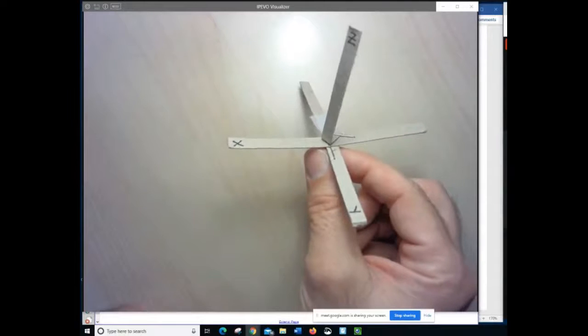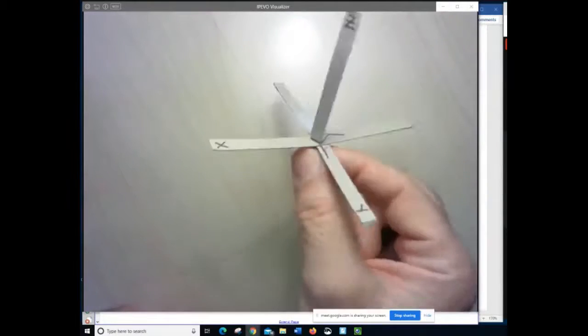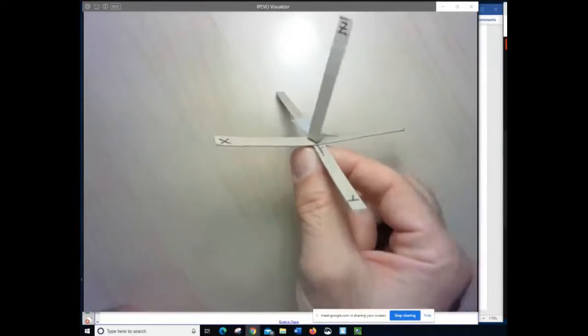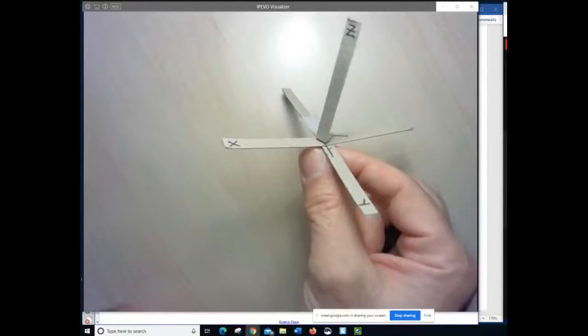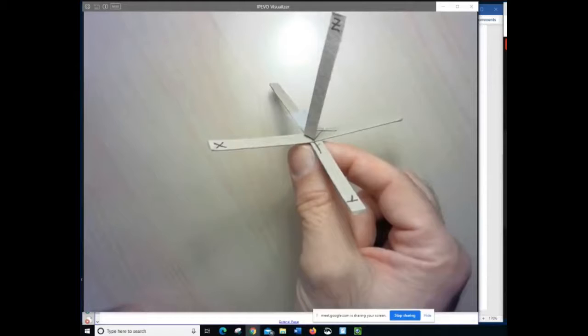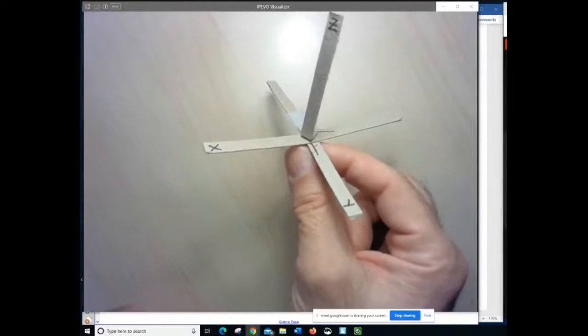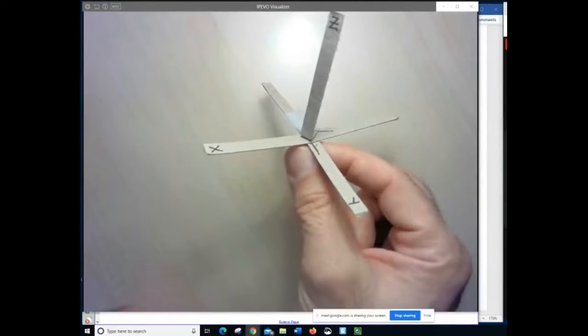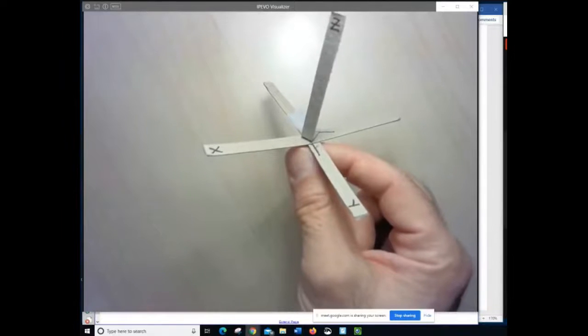Now, of course, we can't go around holding up a 3D Cartesian space, okay? So we're going to have to find a way to represent this on a 2-dimensional piece of paper.